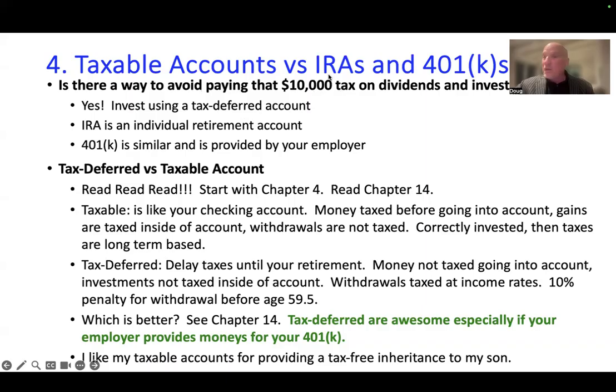Tax deferred accounts, you've probably heard of these: individual retirement accounts and 401ks. A 401k is offered through your place of employment. Your IRA is you yourself. It's your individual retirement account that you can create by working with an online brokerage like Schwab or Vanguard. So you put your monies inside of these and you are able to avoid taxes.